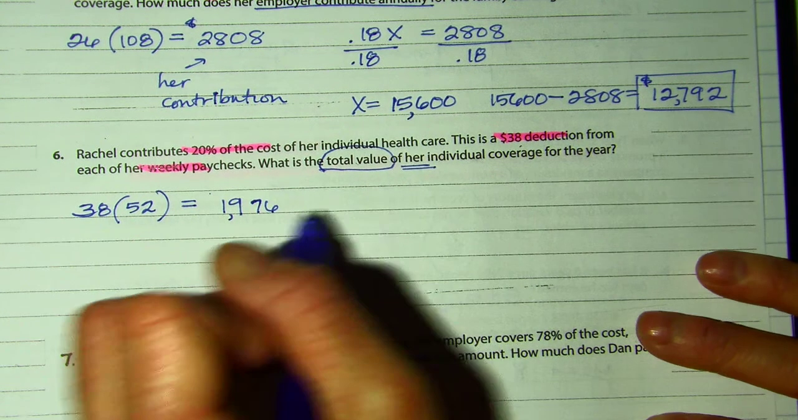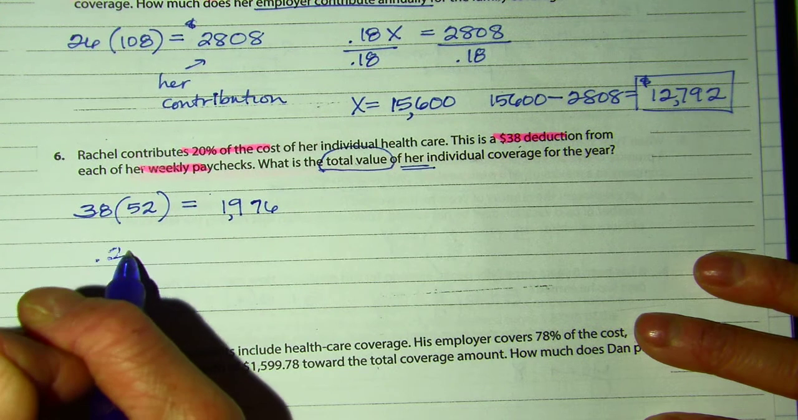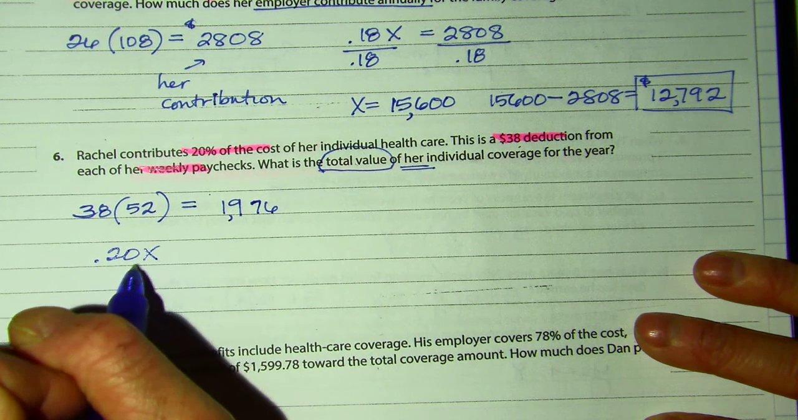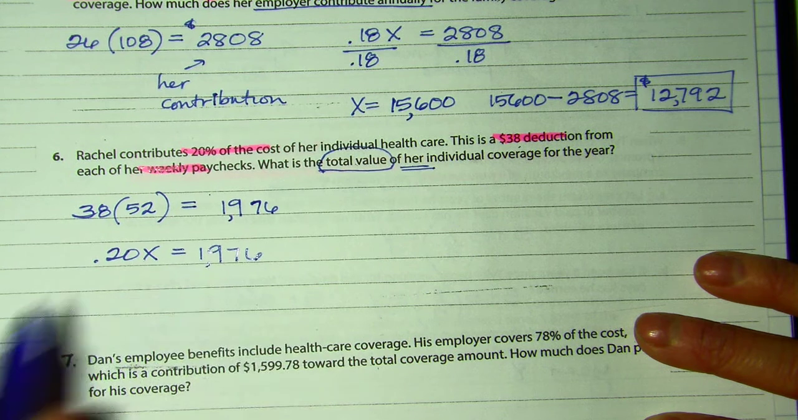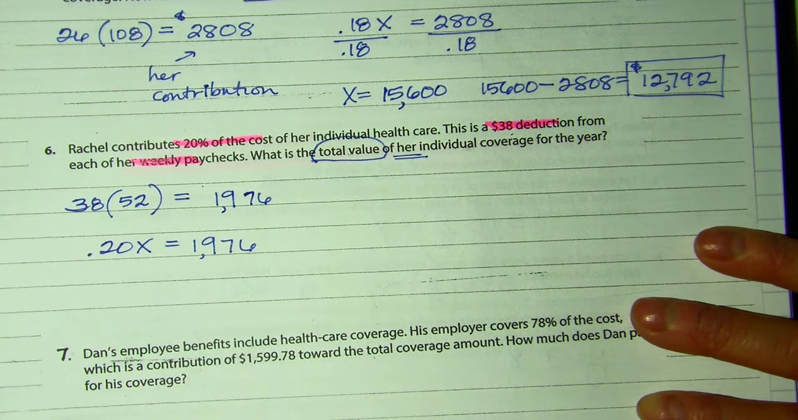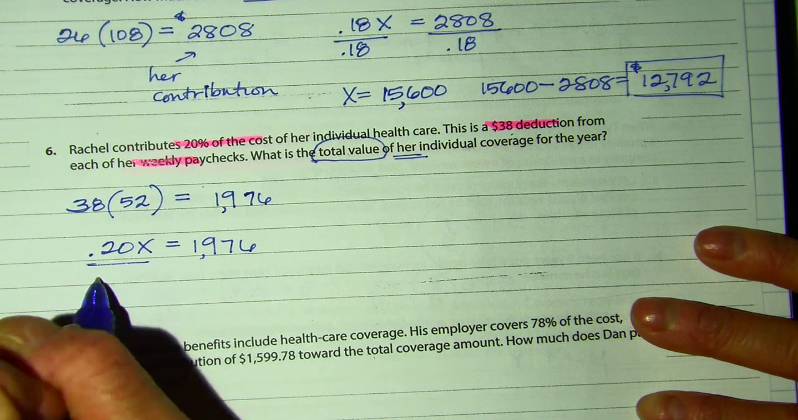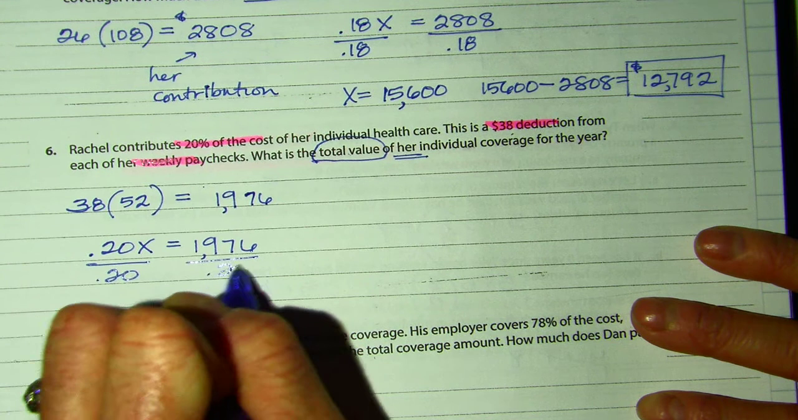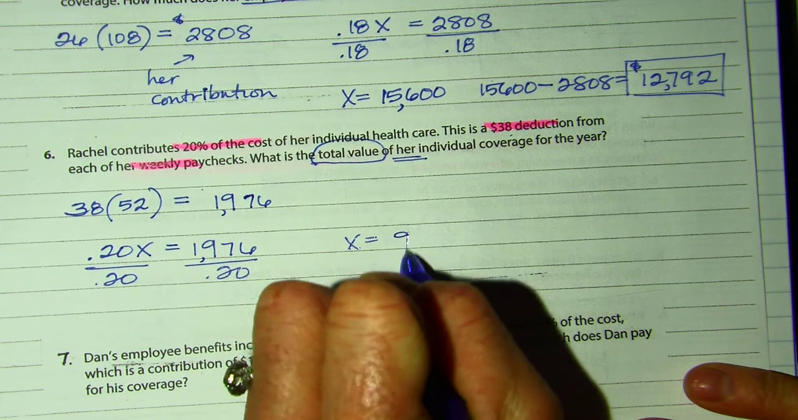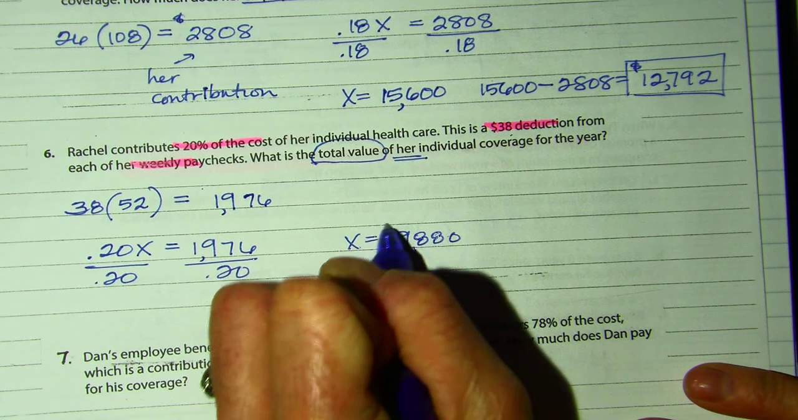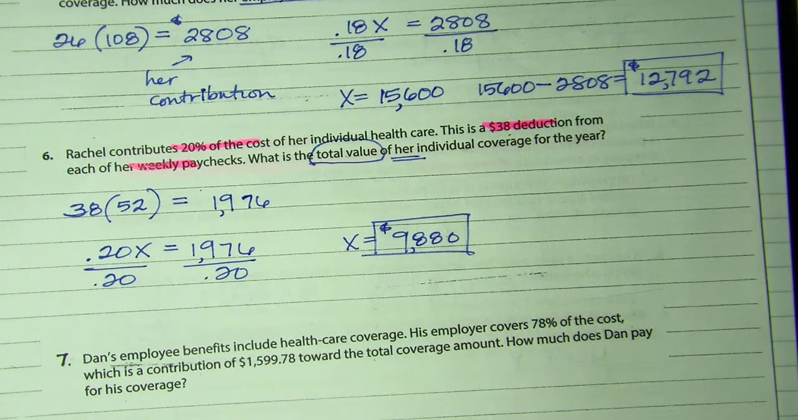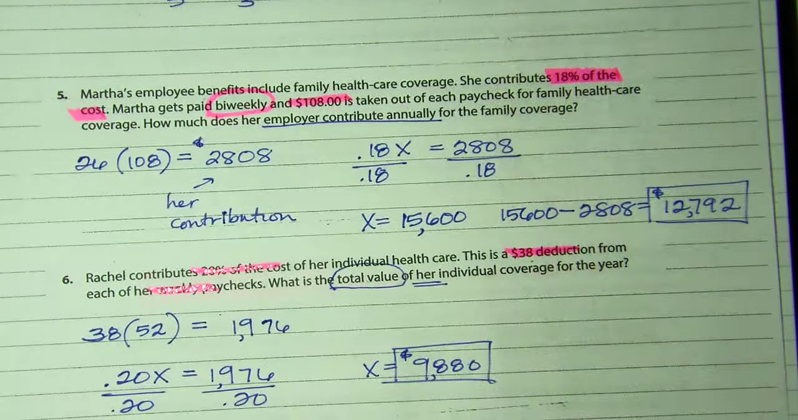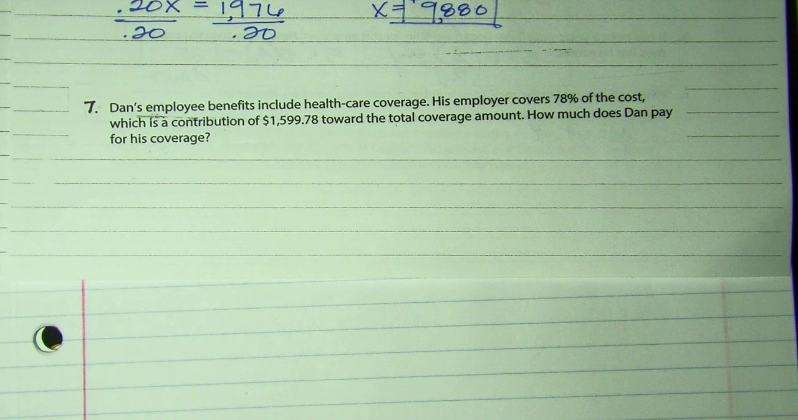So let's go over what this represents. She pays 20% of a large number, and that 20% came out to be 1976. So to find out what the total value of her plan is, we're going to divide by that 0.20. And so the total value of her plan is $9,880. Health insurance is so expensive. So if you can find a job that has health coverage, it is worth it. So you're actually making a lot more if you take that into consideration.